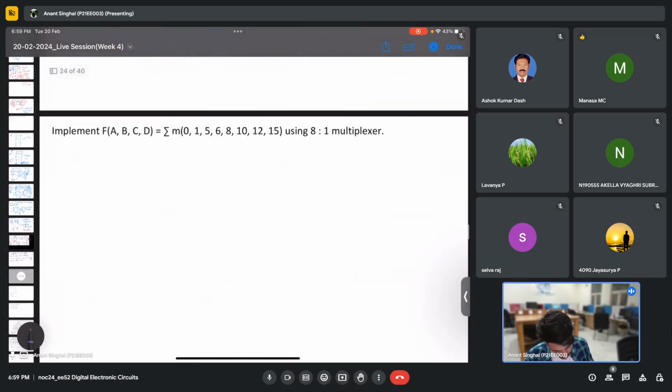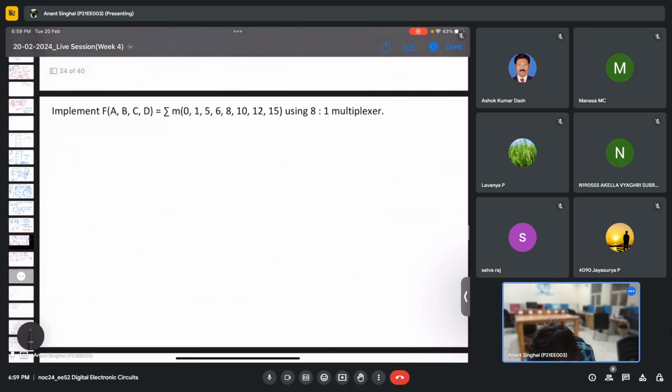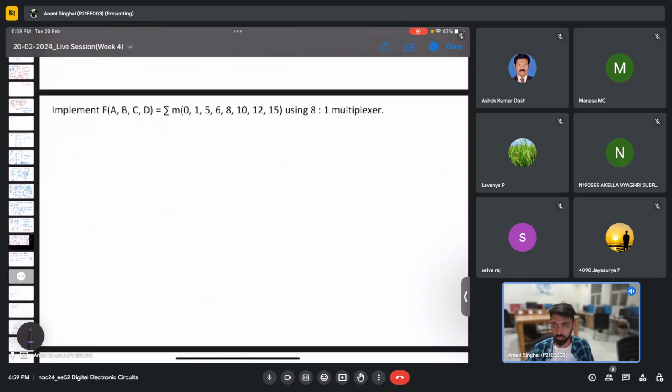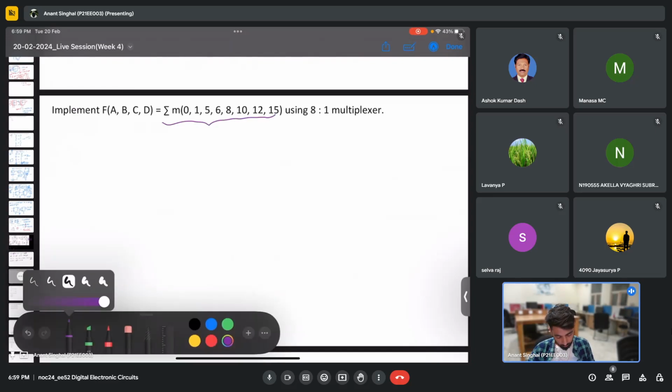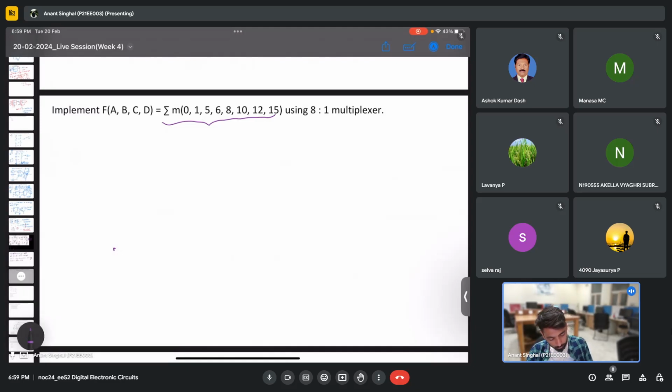Okay. So now the question is given in terms of min terms, and now you need to make it using an 8 cross 1 multiplexer. So 8 cross 1 means 2 raised to 3 cross 1, which means 3 select lines. This is a very easy question. So let's try.